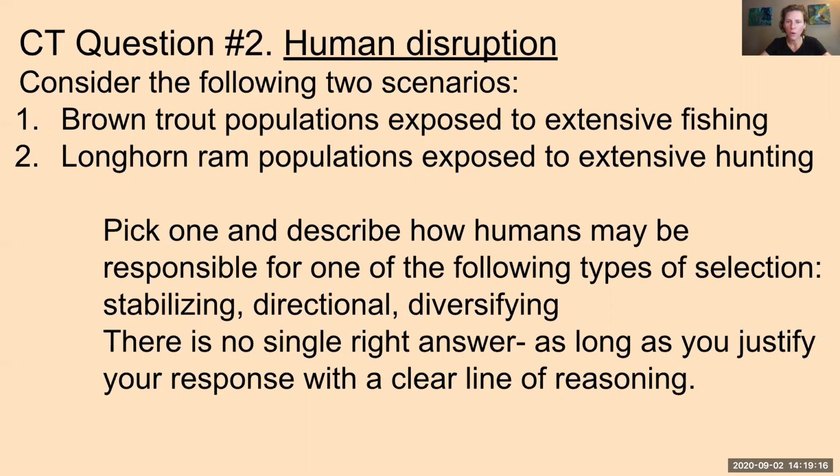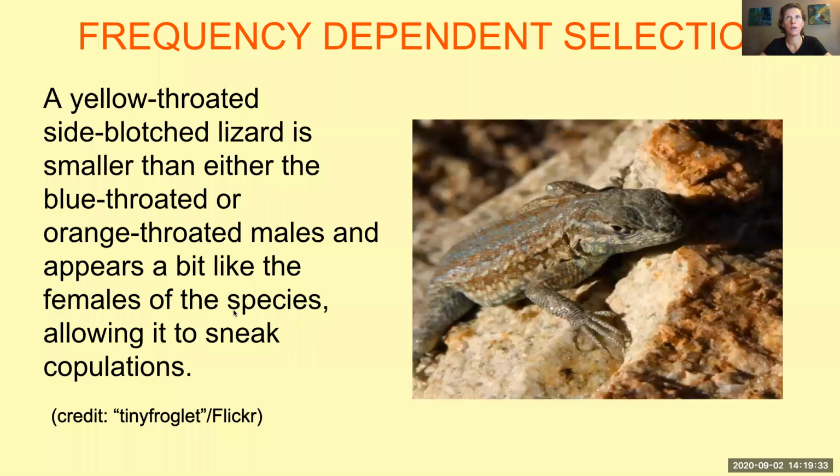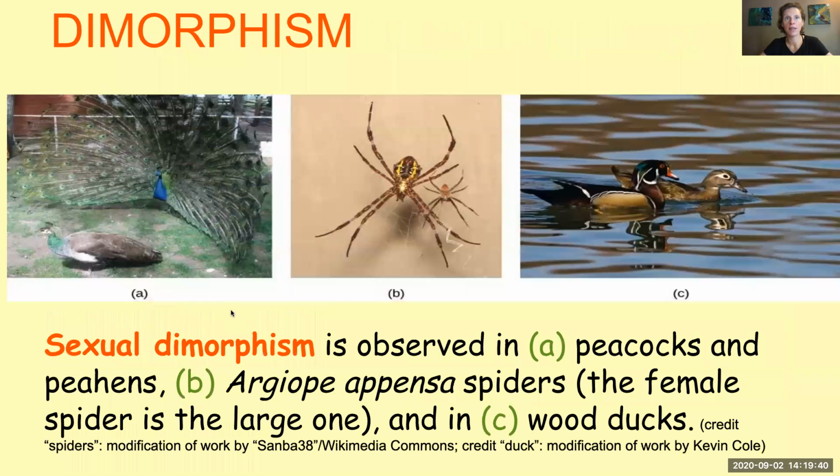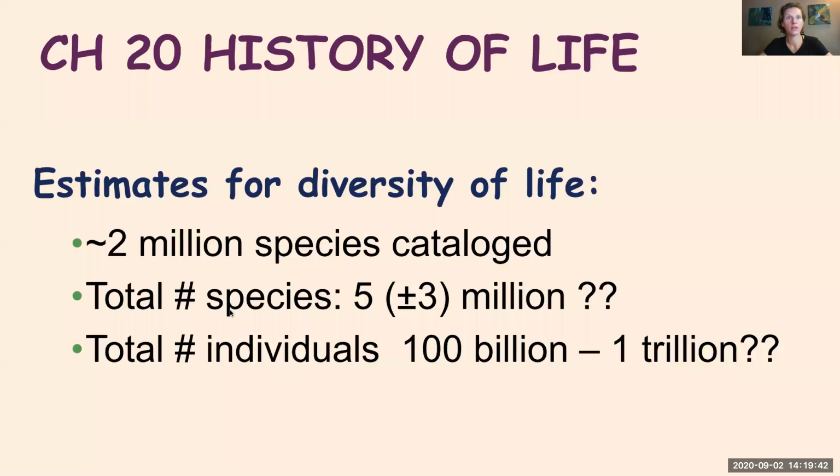Just think about what would be the effect of humans on these populations. Pick one or the other, and then talk about how you might see whatever phenotype is of interest change for those animals that are fished or hunted. Okay, so that's critical thinking question 2. And there's just the 2 questions in this.